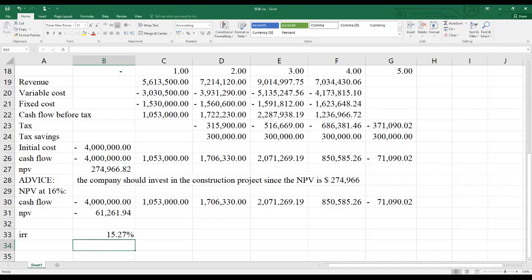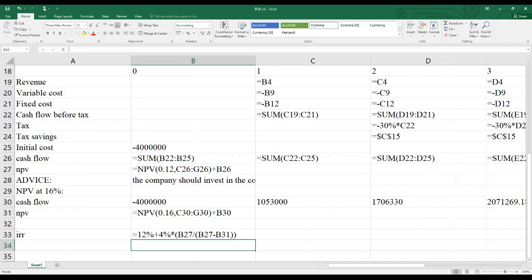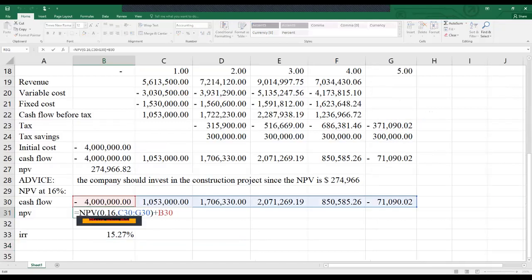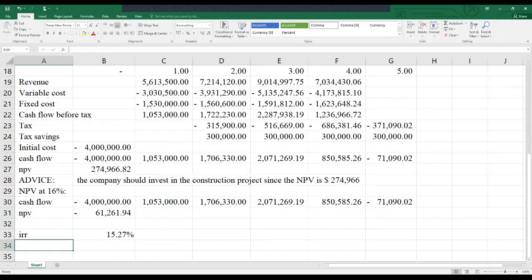Just highlight the formula again, please. That formula. Yeah, okay, there it is. A is 12%, B is 16%. So 12% A plus B minus A, 16 minus 12, multiplied by NPV at A, which was, I can't remember, 274 something. Then we divide by NPV at A minus NPV at B. For the second NPV, I just use the formula we had yesterday. Okay, thanks. And again, therefore, 15.27% is the IRR.